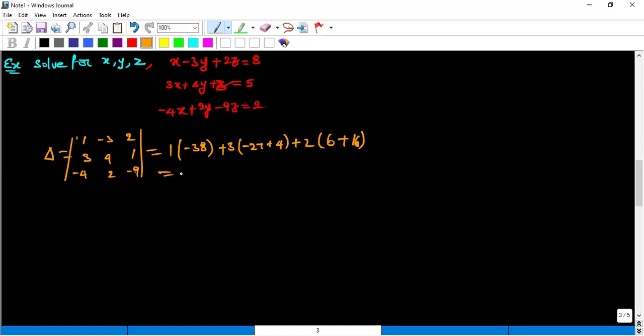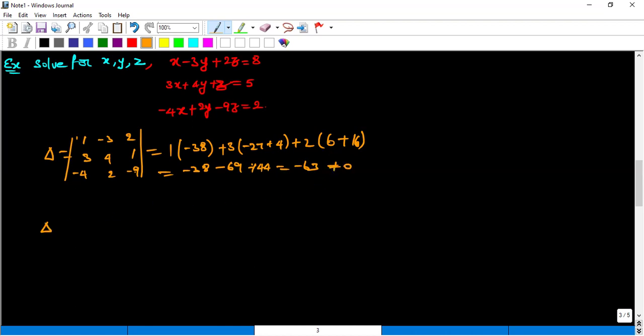If you solve this, what do we get? Minus 38, minus 23 threes, minus 69, plus 22 twos, 44, plus 44. So the final result will be minus 63. So you found delta is not equal to 0, so there will be a unique solution.